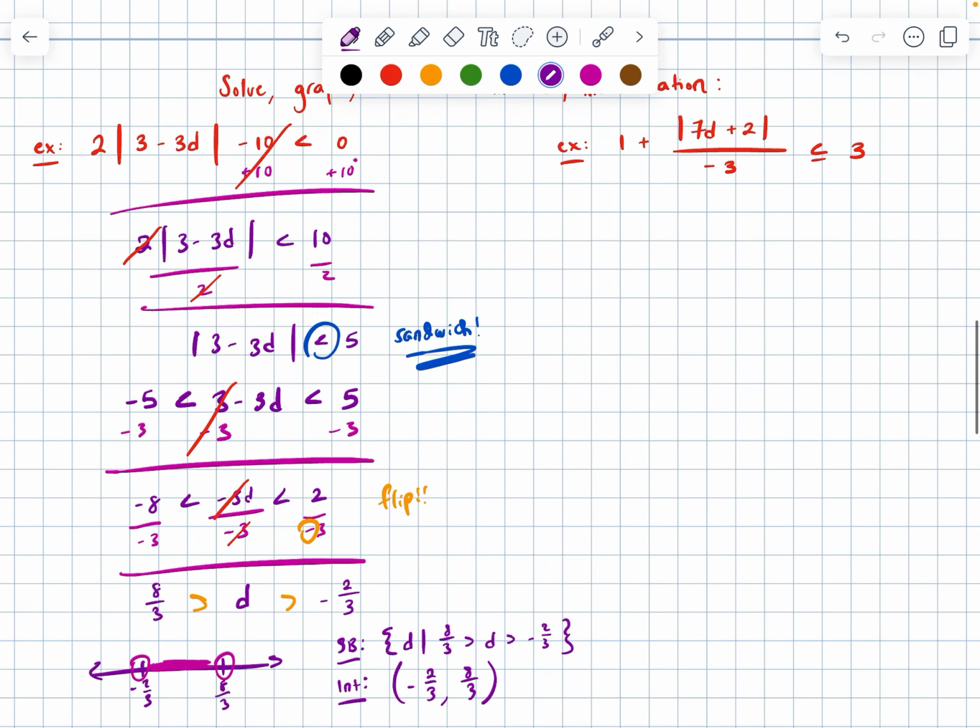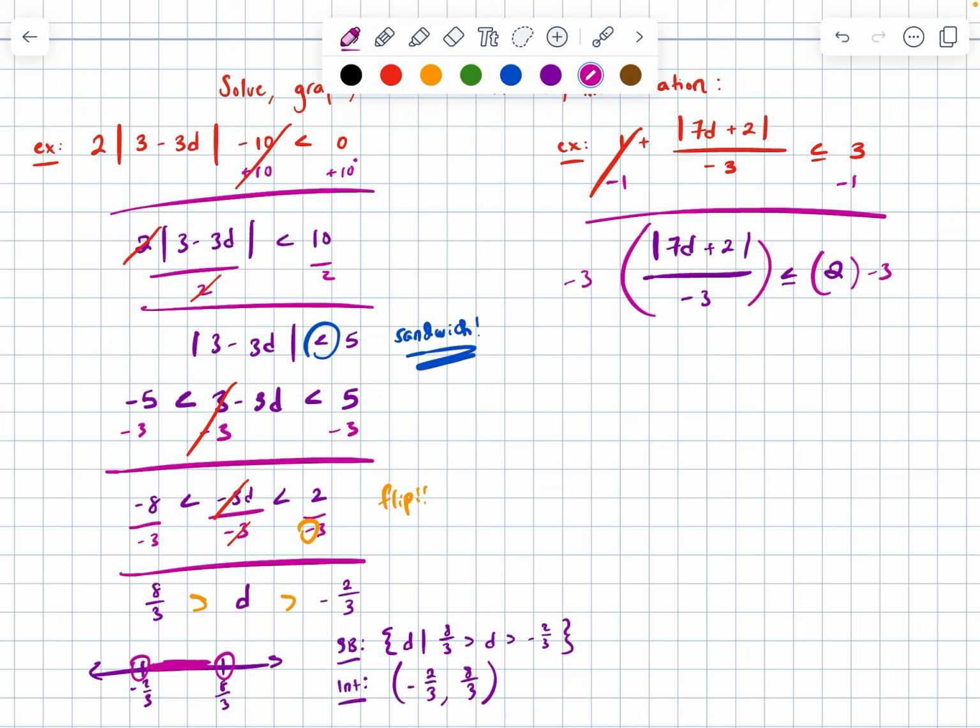Nice. For our 1 on the right, I've got 1 plus the absolute value of 7d plus 2, all over negative 3, is less than or equal to 3. So here, again, my goal is to get the absolute value by itself. Start by subtracting 1 from both sides. That leaves me with the absolute value of 7d plus 2 over negative 3 is less than or equal to 2. And here, now I've got division by negative 3. Let's multiply both sides by negative 3 to undo it.